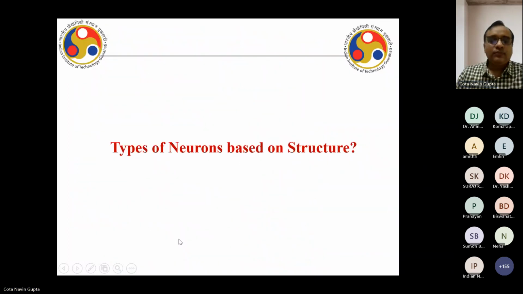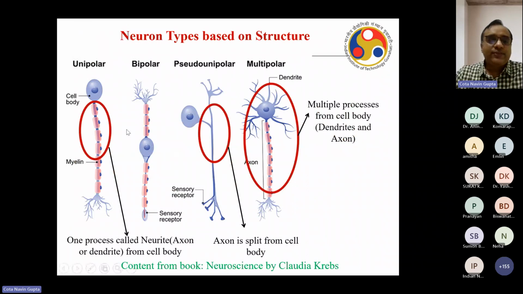Okay. So there are various types of neuron: unipolar, bipolar, pseudo-unipolar, multipolar. It basically depends upon the number of processes originating from the soma region of your neuron. Okay.